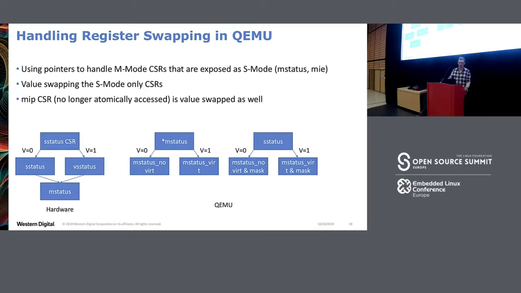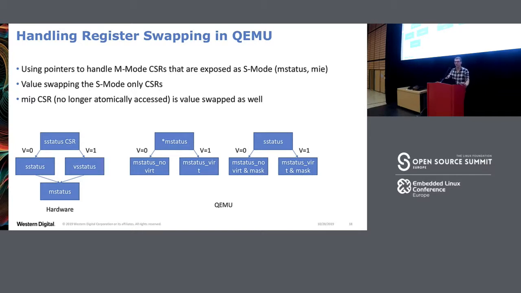On hardware, on the left, if you access the sstatus CSR and virtualization is off, you get the sstatus CSR, which is actually just some part on top of the mstatus CSR. And if virtualization is on, you get the vsstatus CSR, which is some part on top of the mstatus. Then in QEMU, if you access mstatus, which is a pointer, you either get mstatus no virt, which it points to, or mstatus virt, depending on whether you're virtualized or not. And if you access sstatus, you get mstatus no virt masked, or mstatus virt masked. So the guest doesn't have to do this. The guest just accesses sstatus, and QEMU will figure out what it needs to do and translate it.